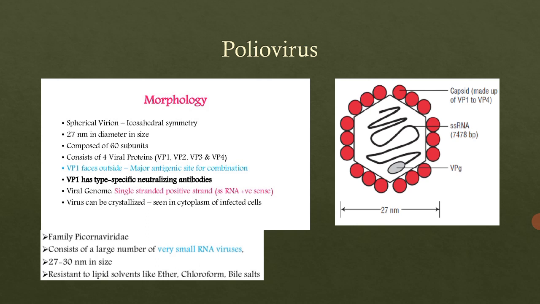Then the capsid: there are a total of 60 subunits, and each of them has 4 viral proteins, VP1, VP2, VP3 and VP4. And the RNA also has VPg, the protein that is responsible for transcription. This is the structure of the poliovirus.